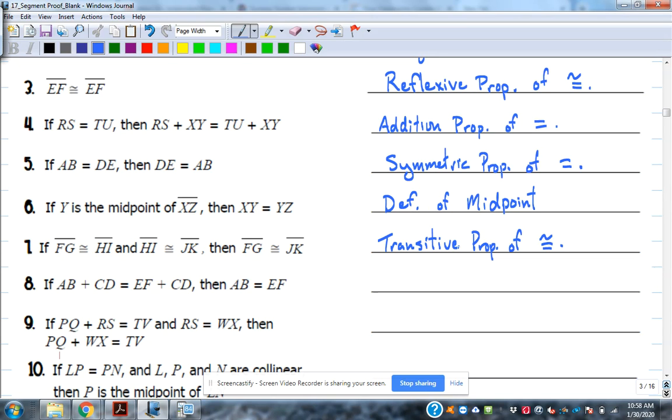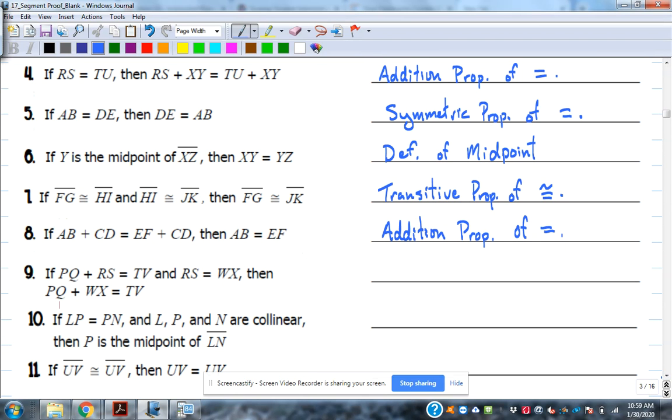Well, it adds more stuff to it. And as we get into more stuff, the more things it adds. So it's a little tougher. So yeah, of equality, because it doesn't have congruent marks and it doesn't have segment markers. All right. Number 9, PQ plus RS is equal to TV, RS equals WX, then PQ plus WX equals TV. Absolutely, substitution property. Good job.